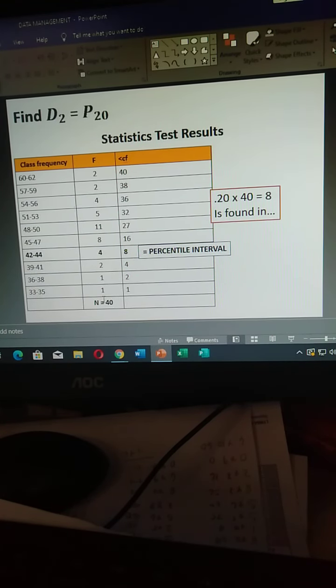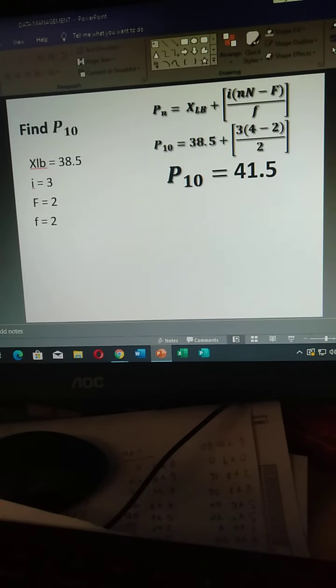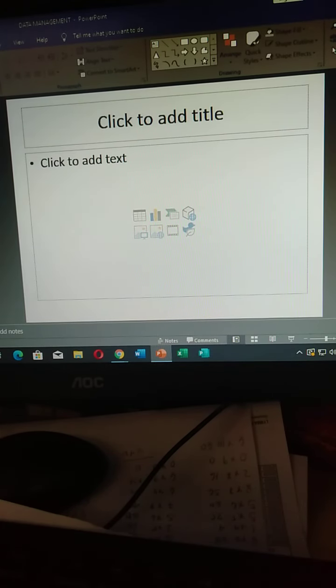So, 0.20 times 40 is 8. Do you see the 8 in the less than CF? Yes, it's here. So this is now our focus, this area only, and the ones above and below it. So we'll do the same thing and break it down again to make it faster.